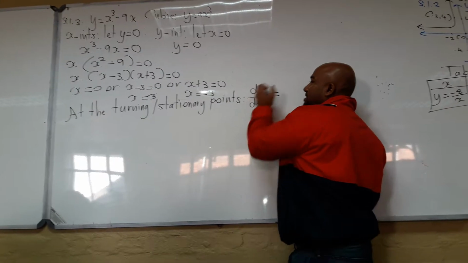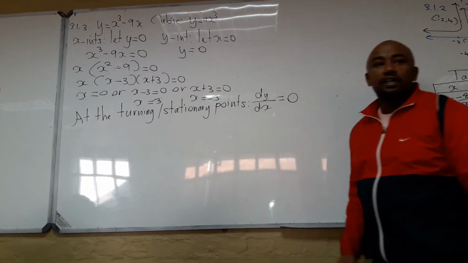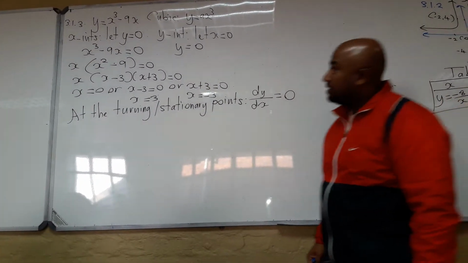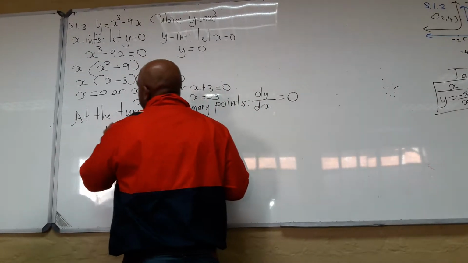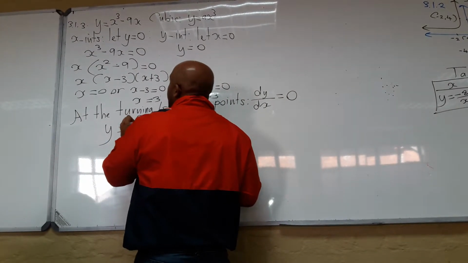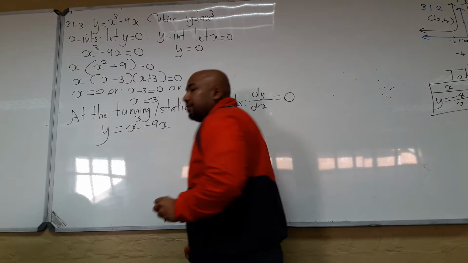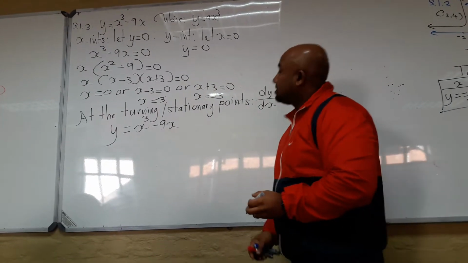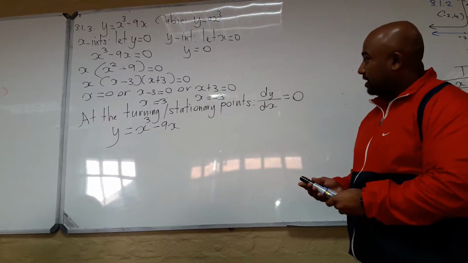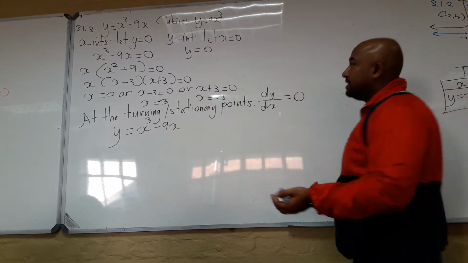So that's dy/dx, and you make it equal to 0. Right, so what do we have here? We've got y is equal to x cubed minus 9x. So your first derivative, you'll all remember how to find the derivative.